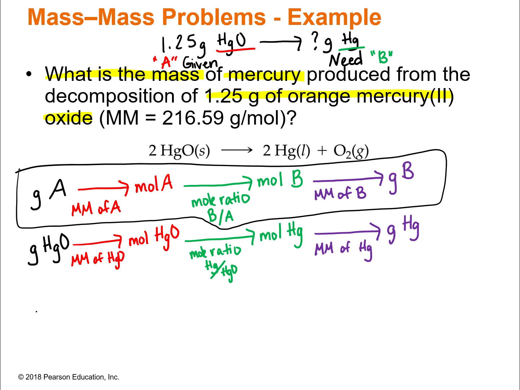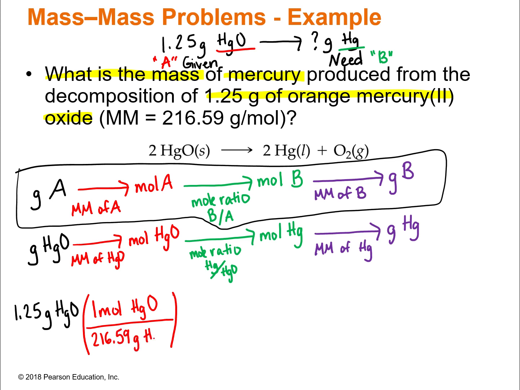Now we need to set up the equation. That's what we're starting with. We need to convert to moles. Now in this problem, we were given the molar mass, which is very nice. Don't count on that happening all the time. Oftentimes you will have to calculate the molar mass for the compounds that you're dealing with.